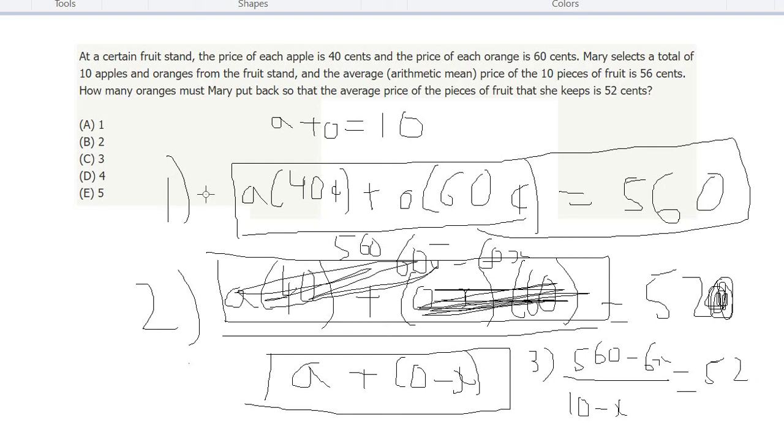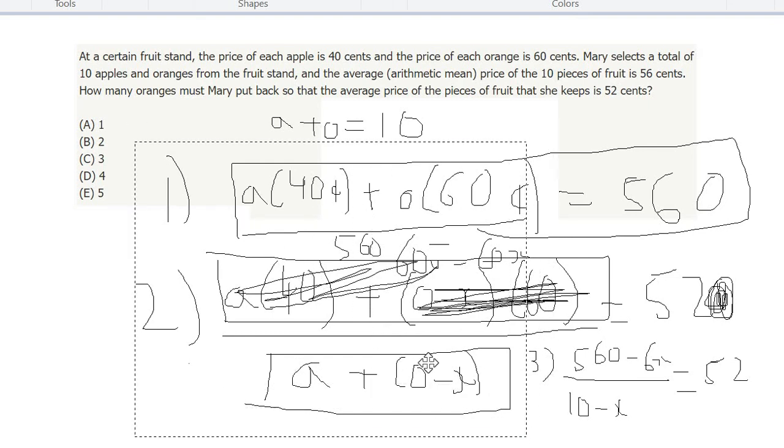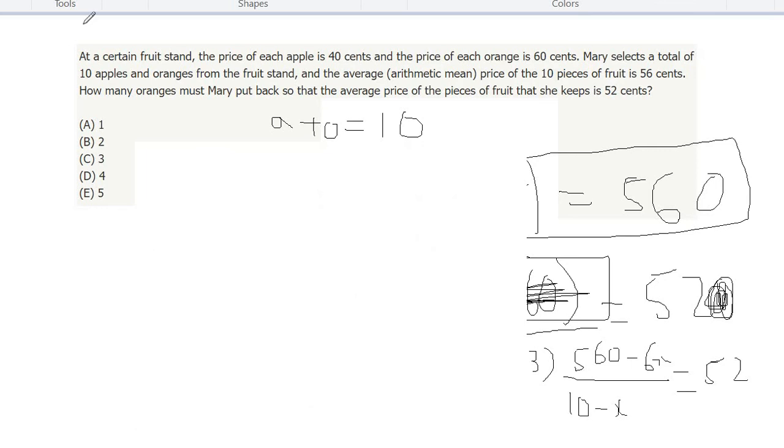Now let's just clean this up a bit. We continue down this route. We've got 560 minus 60x is equal to 520 minus 52x. I made a mistake there. That's 60x, 52x.